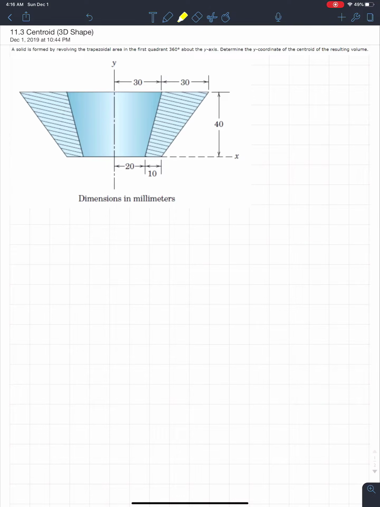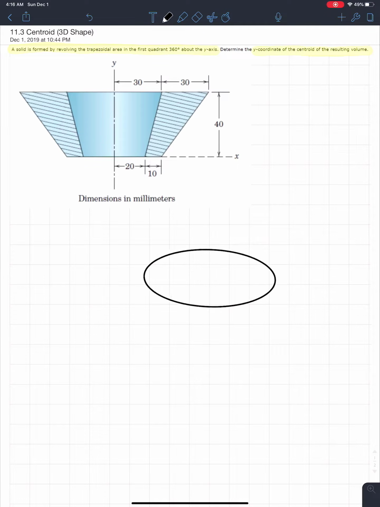Alrighty, so looking at this example, it says a solid is formed by revolving a trapezoidal area in the first quadrant 360 degrees about the y-axis. Determine the y-coordinate of the centroid for the resulting volume. So basically this is a 3D shape, and it's a really ugly 3D shape, but I'm going to try and draw it so you guys can understand exactly what it looks like.